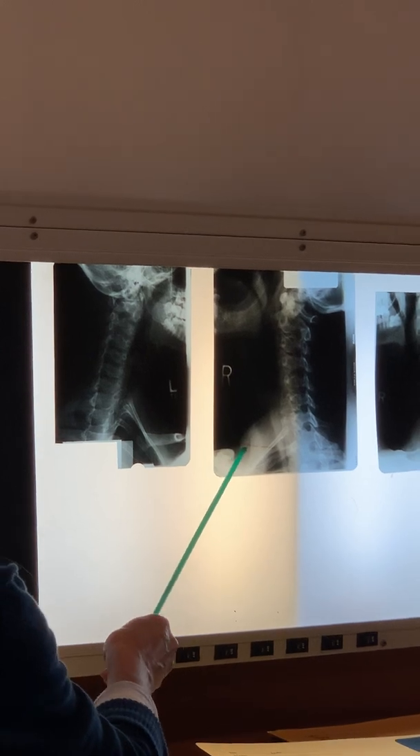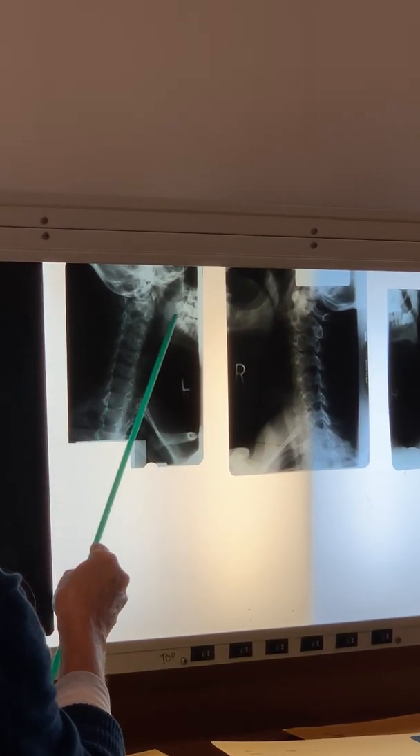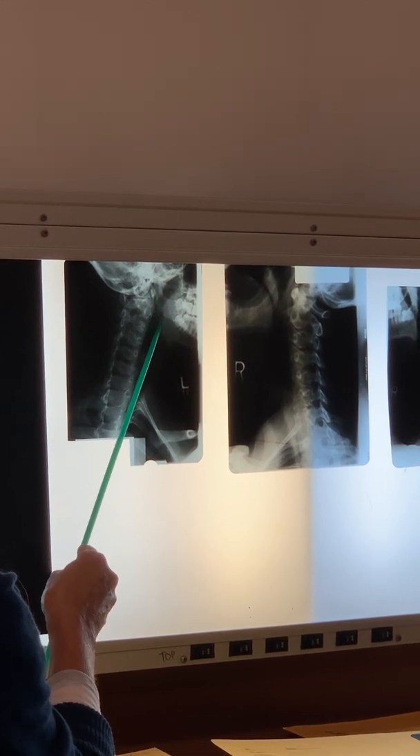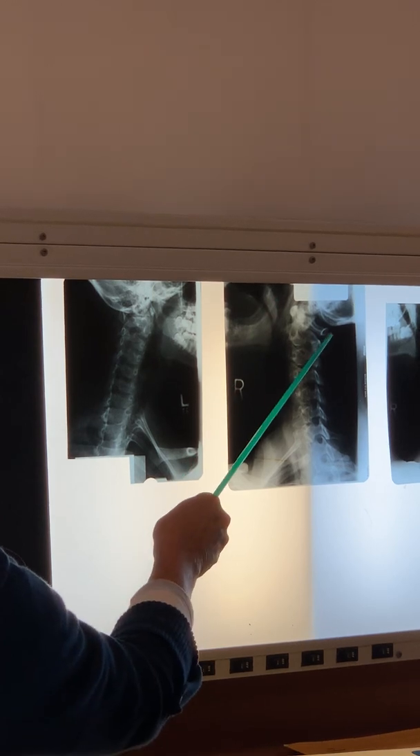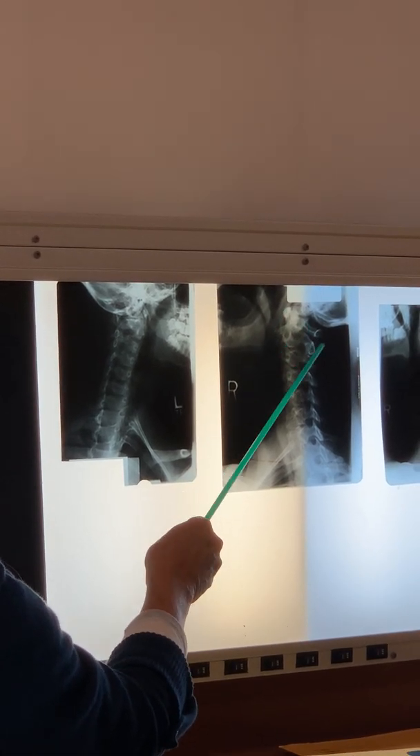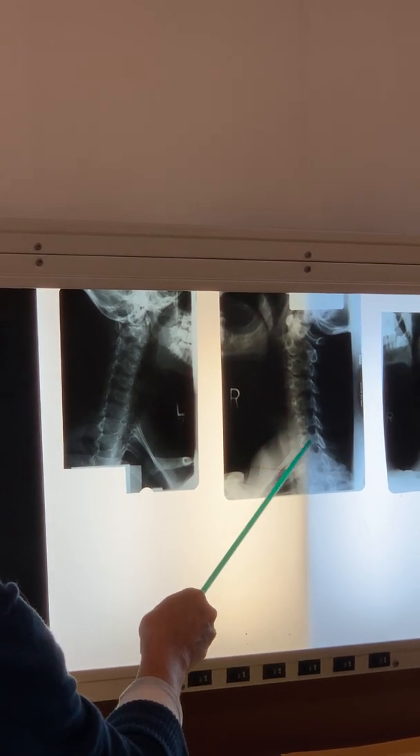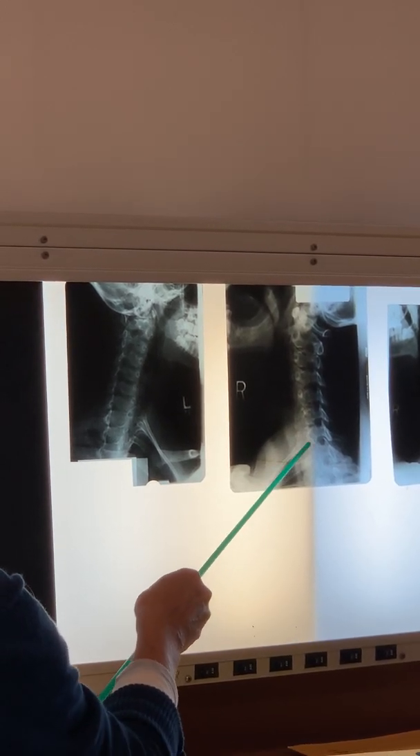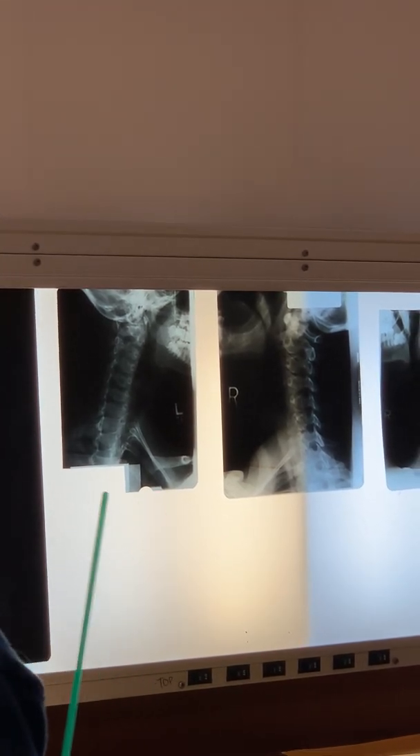Now this is a good one. This is really good. See how we can see up here, we had the same issue with the chin kind of getting in the way. This one, the mandible's not in the way. We can see C1 really well. C2, 3, 4, 5, 6, C7 here, and T1 is there. So that's pretty good.